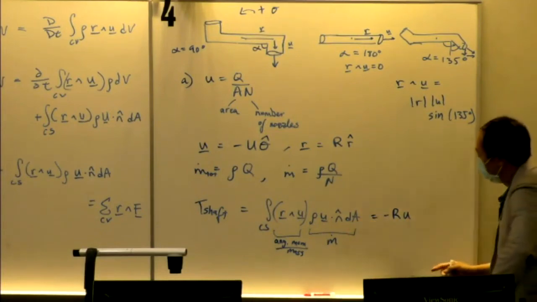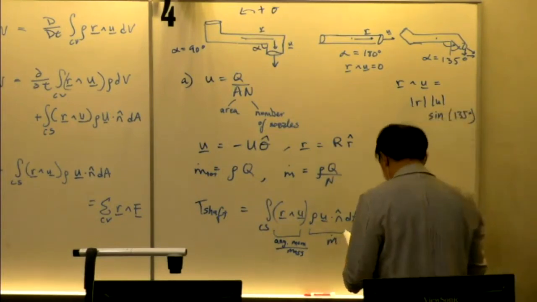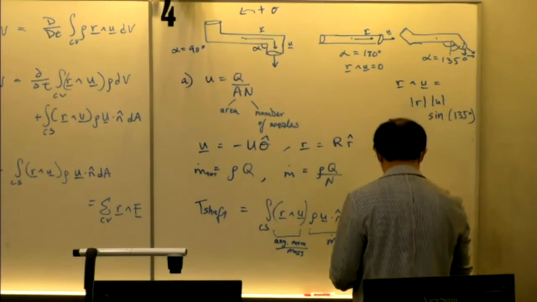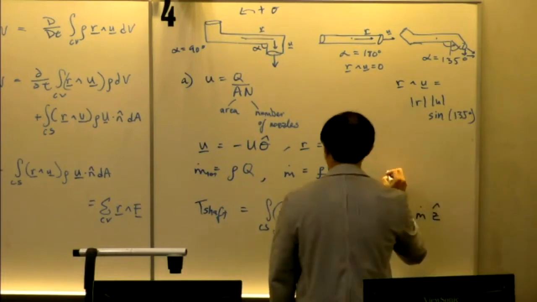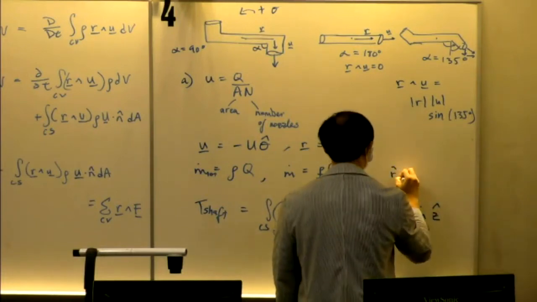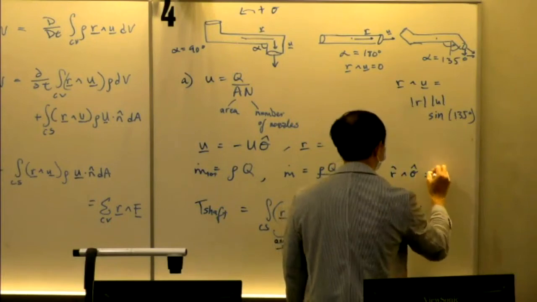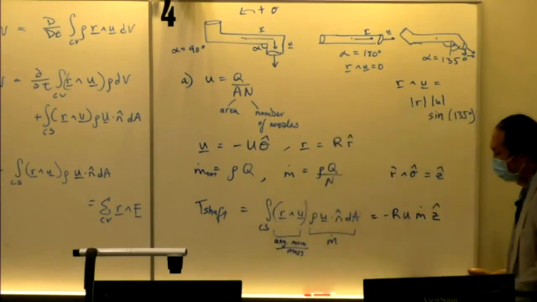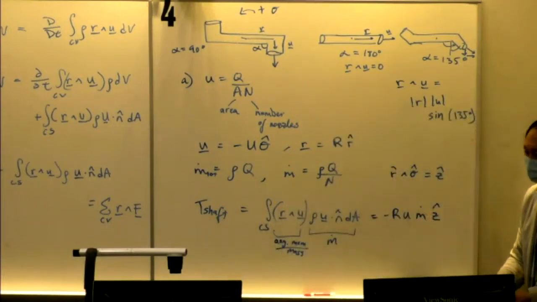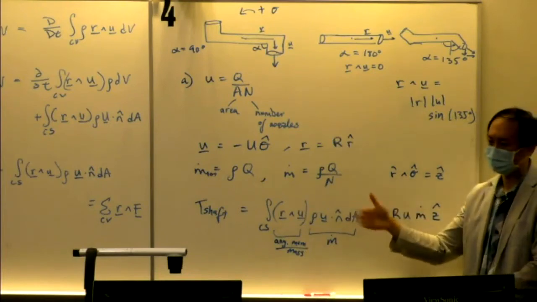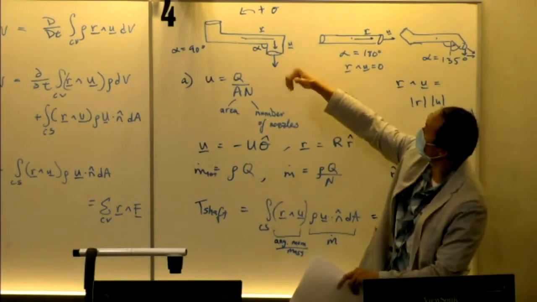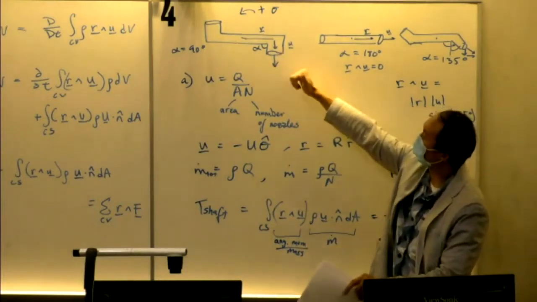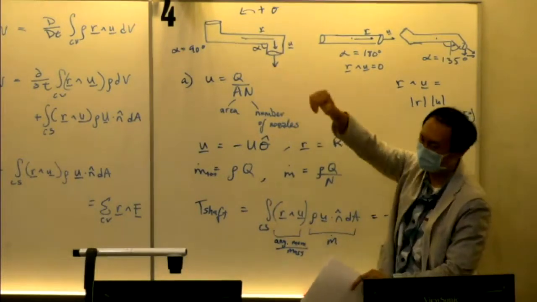And then times m dot, times z hat. So this uses the fact that r hat cross theta hat is equal to z hat. That's the right-hand rule. Remember, r is going this direction, theta is going that direction. That gives you, basically, the angular momentum vector is going to come out of the board and arrow towards you.